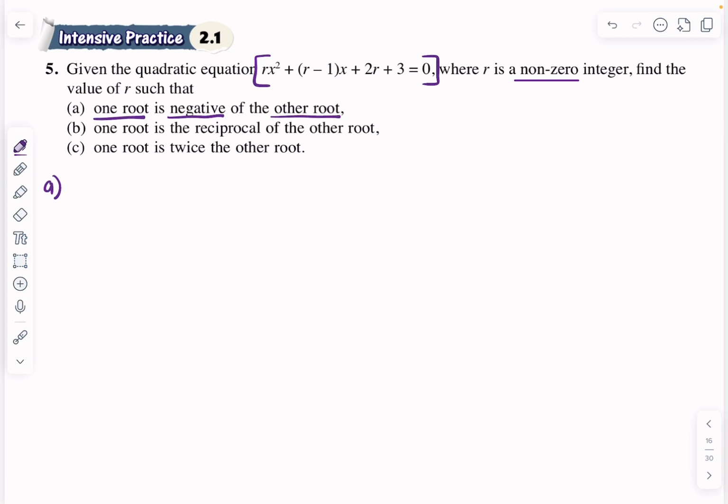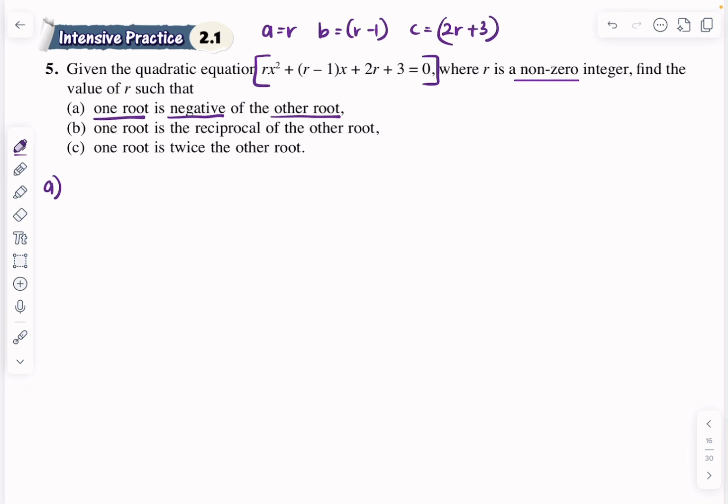So from here, this is the quadratic equation. From here, this is our A, this will be our B, and this will be our C. So I can write it here. A is r, B is r minus 1, and C will be 2r plus 3.